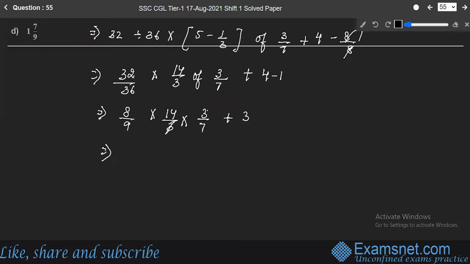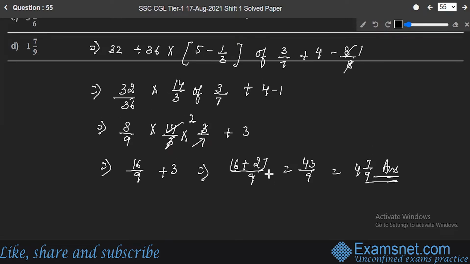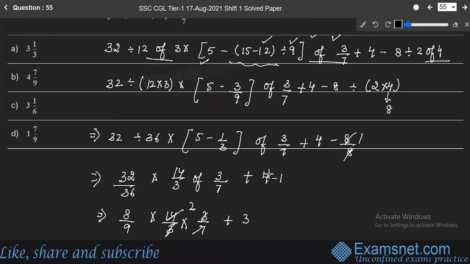What you will get, 3 and 3 will get cancelled. Here will be a 2. And then you are having 16 upon 9 plus 3, which gives you 16 plus 27 upon 9, which is 43 upon 9, or 47 upon 9, which is your answer. Let's check with the options, which is the correct one. Yes, option B is the correct answer to the question.